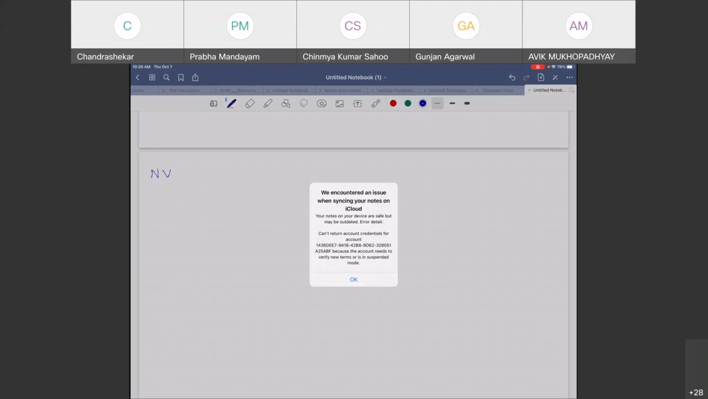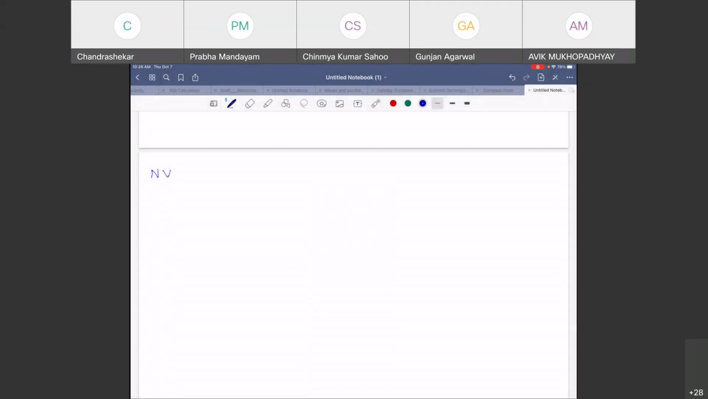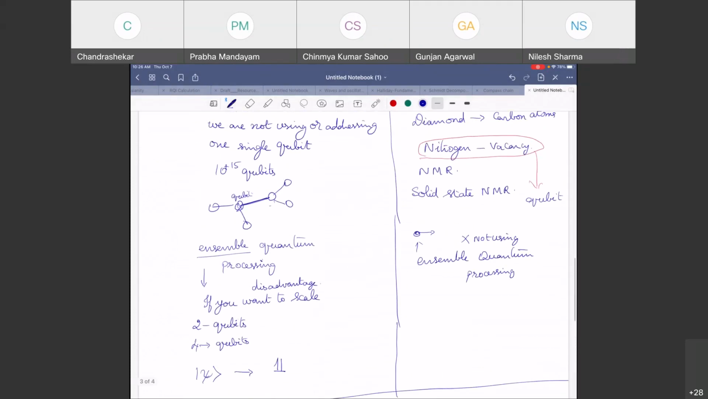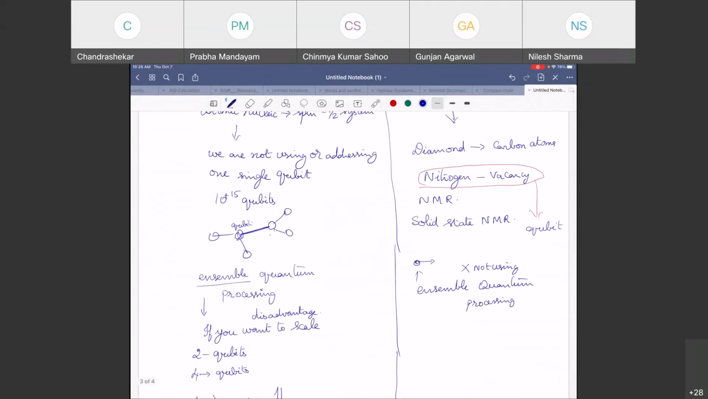NV's. Hello. Sir, can I ask you a question? Yeah. Hello. Hello. Yeah, please. Yes, yes. Sir, you are saying that in liquid state NMR we are having many qubits, and they are having link between each of the qubits. So this link, I mean, I don't. This link is natural.